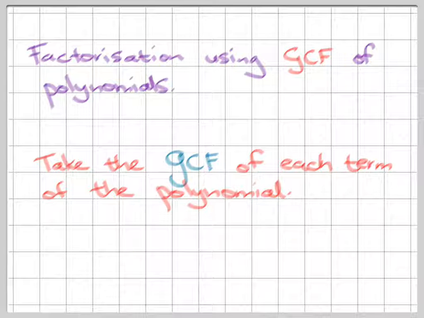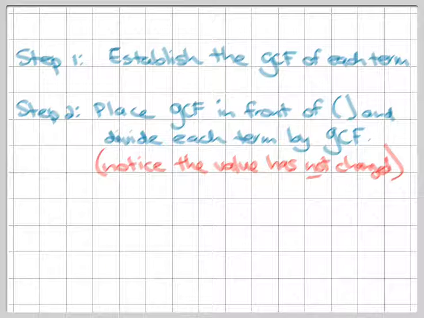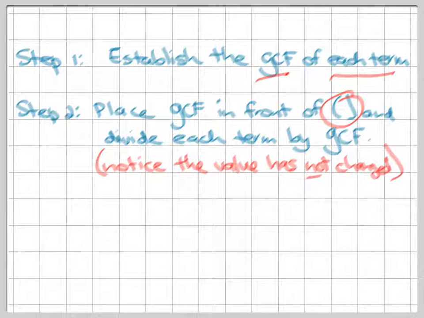Right, so factorization using the greatest common factor of a polynomial means that you have to find the greatest common factor of each term of the polynomial. So let's go do a few so you can get a bit of practice. Right, so we're going to have two steps. We're first going to establish what the greatest common factor of each term is, and then we're going to place the greatest common factor in front of the parentheses and divide each of those terms by the greatest common factor.